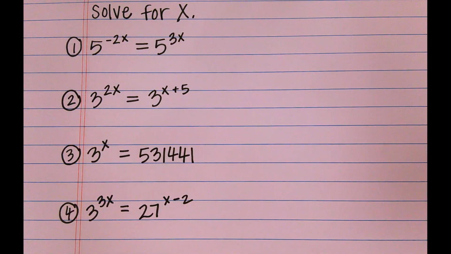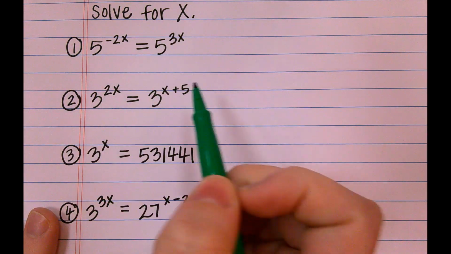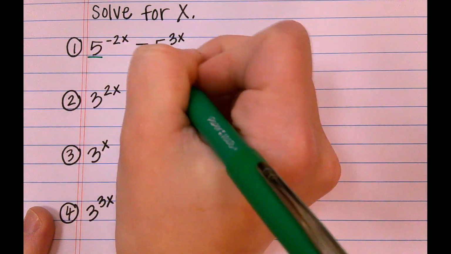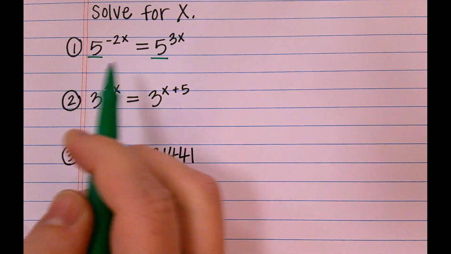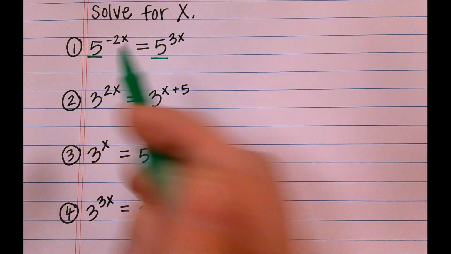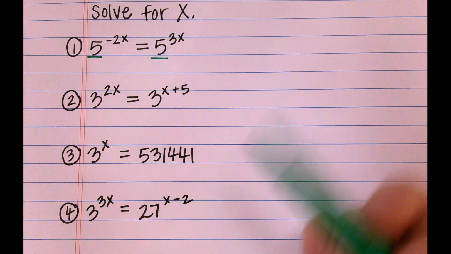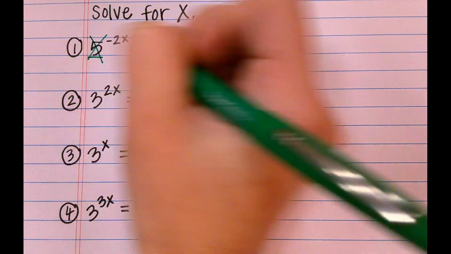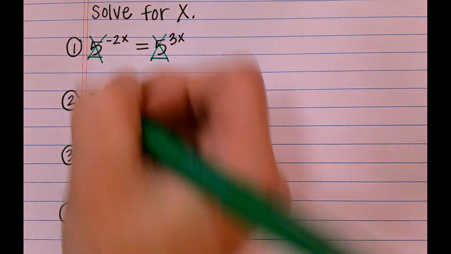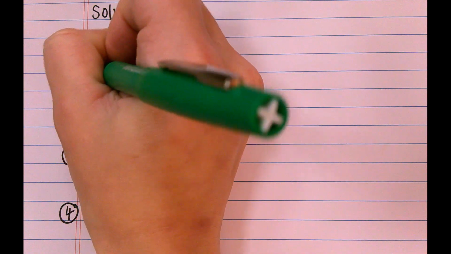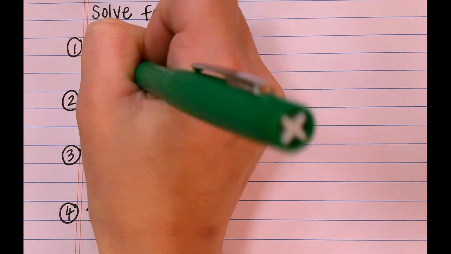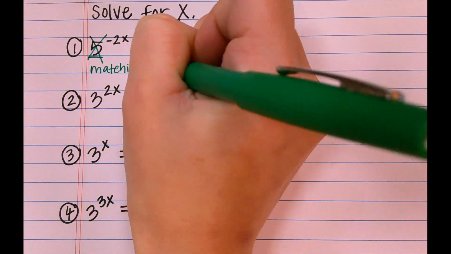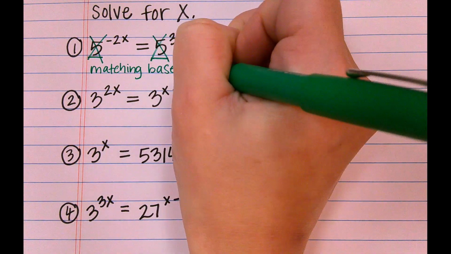Yes. So, thinking back to yesterday, the very first thing you want to do is figure out what are my bases. And in this case, they're both 5. If the bases don't match, we want to make them match. But these already match. So when the bases match, they cancel out. Matching bases cancel. So I'm going to write that.